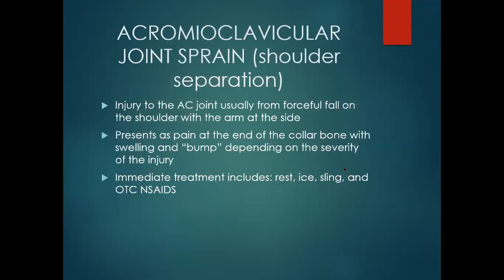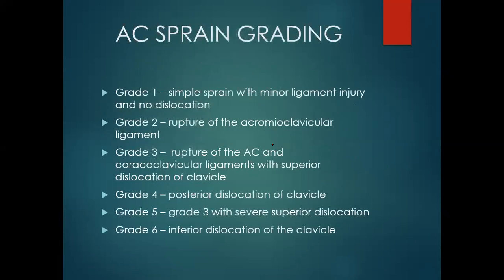Acromioclavicular joint sprain or strain, shoulder separation. So you've got that AC joint. There's not a lot of space right there. If you get a direct blow, bam, right to that AC joint, it can separate just enough, and it hurts like heck. They call it a bump, but there's going to be swelling and pain, and they basically need RICE therapy.